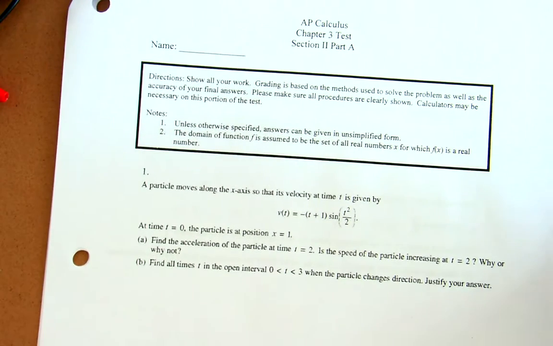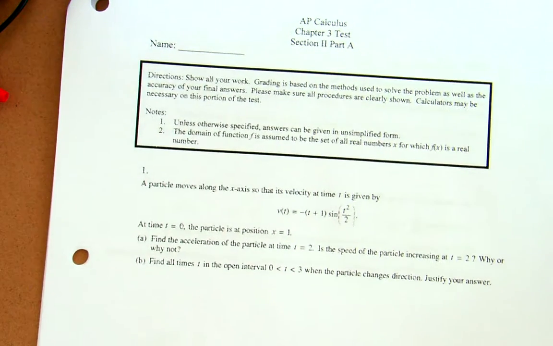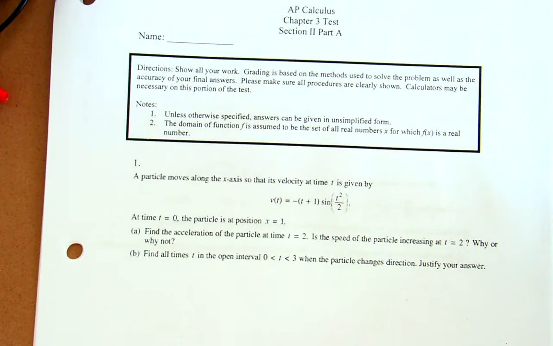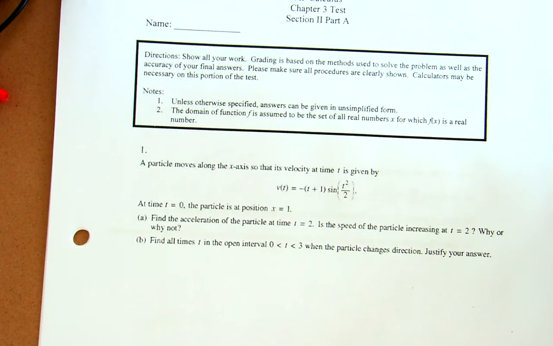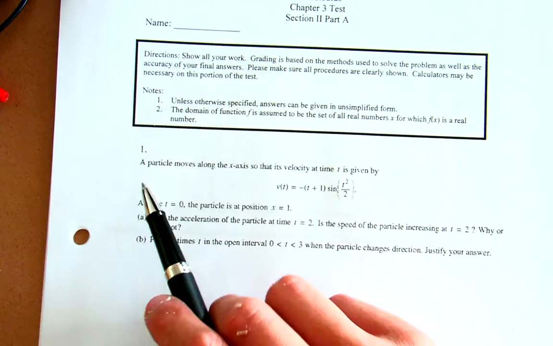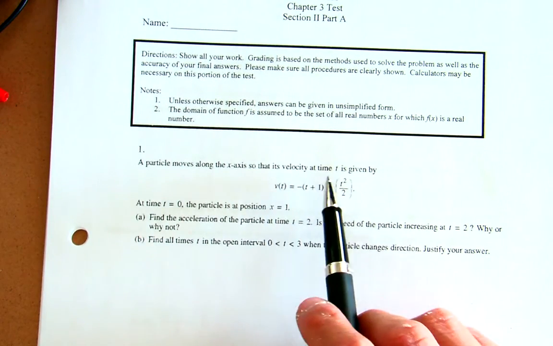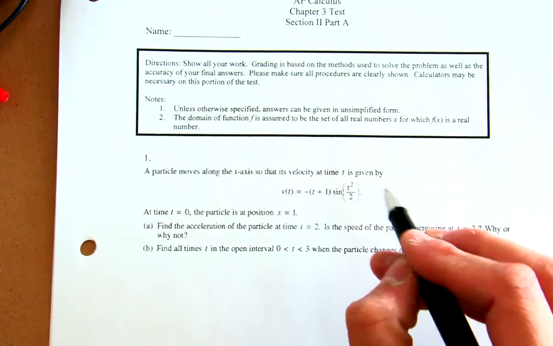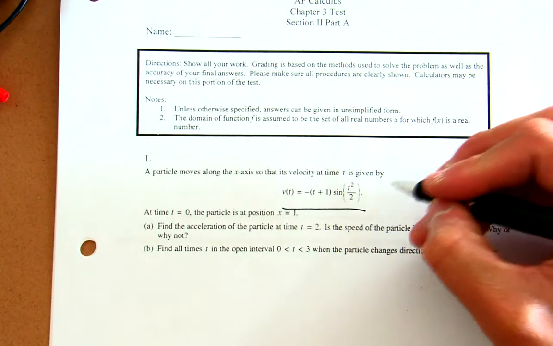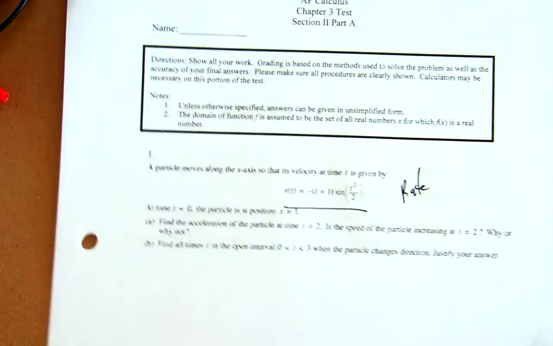Alrighty folks, we're going to be doing free response question 1. This is the particle question having to do with acceleration, velocity, and displacement. It says a particle moves along the x-axis, so its velocity at time t is given by this over here. So the first thing we want to note is this is a rate equation.